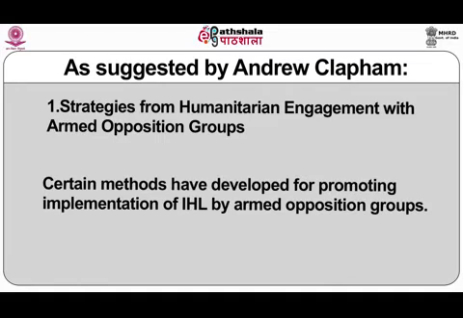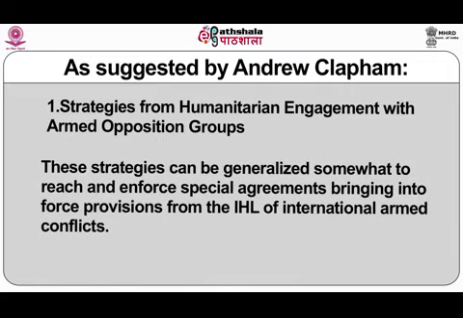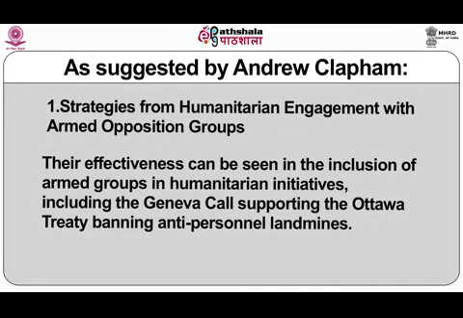Certain methods have developed for promoting implementation of IHL by armed opposition groups. These strategies can be generalized somewhat to reach and enforce special agreements bringing into force the provisions from international humanitarian law of international armed conflicts. Their effectiveness can be seen in the inclusion of armed conflicts in humanitarian initiatives, including the Geneva Call supporting the Ottawa Treaty banning anti-personnel landmines.